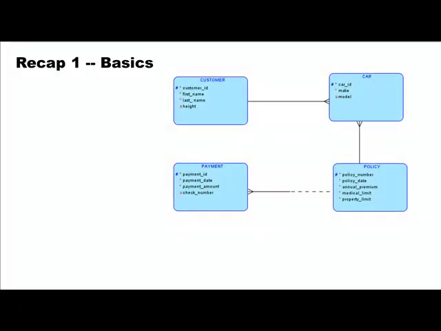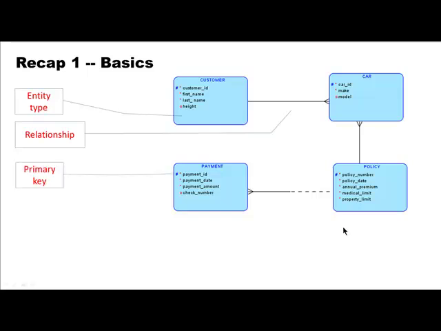Okay, so let's recap some of the basics. First of all, we saw that this is an entity relationship diagram. In such a diagram, we've got entity types. We've got a relationship shown by means of lines. Then we've got a special notation to indicate the primary key of an entity type: the hash sign. We use a star to indicate that a particular attribute is a required attribute, and we use the O to indicate an optional attribute.